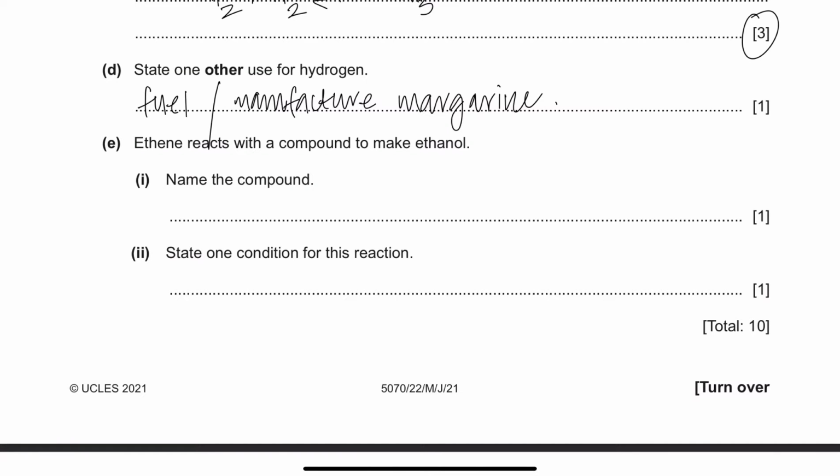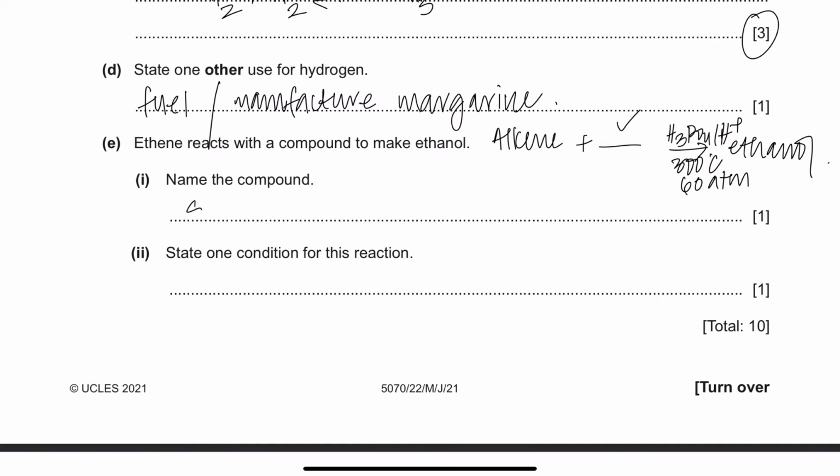Now ethene reacts with a compound to make ethanol. Name the compound. Which compound does ethene react with? Come on. You studied alkene plus what gives ethanol. Come on, you can't be forgetting all of this stuff now. And you had some conditions too: acidified phosphoric acid, 300 degrees Celsius of temperature, and 60 atmospheric pressure. We did this in so much detail. What is the compound? Steam, everybody.